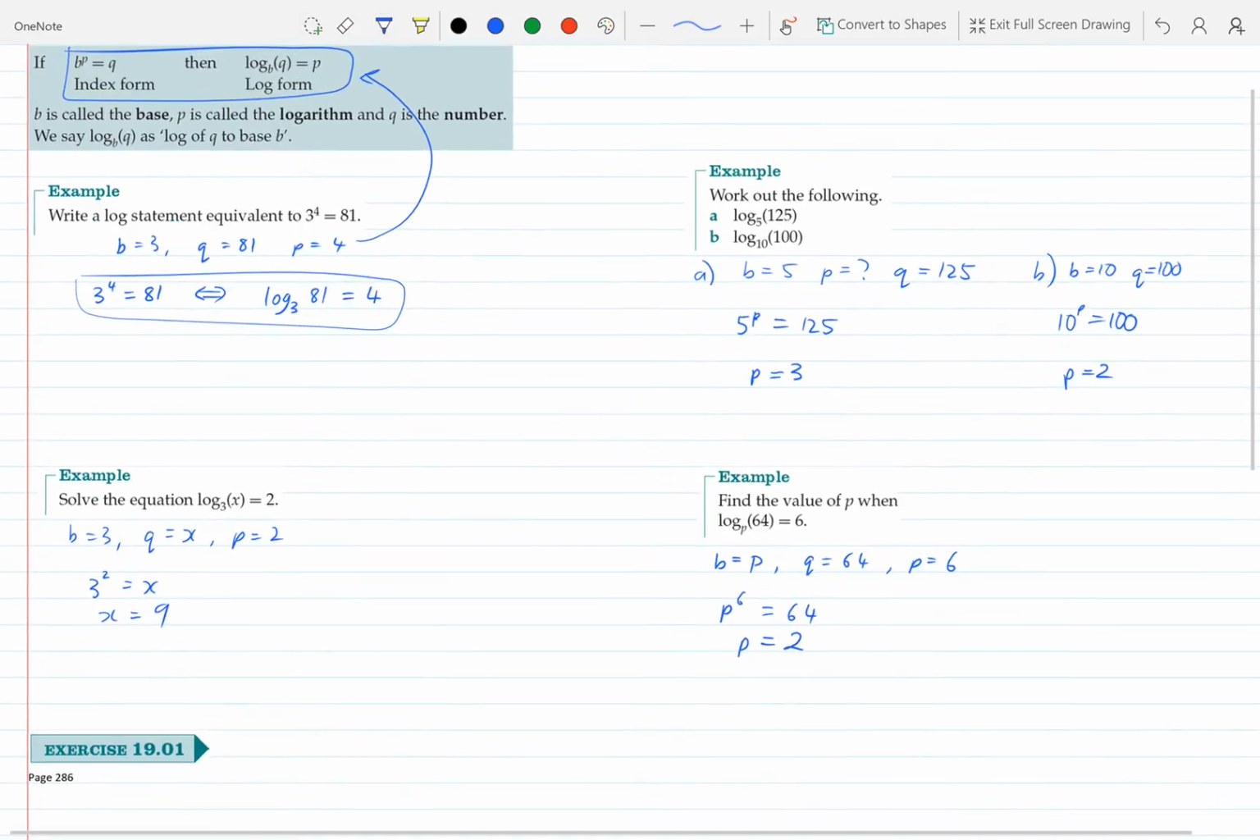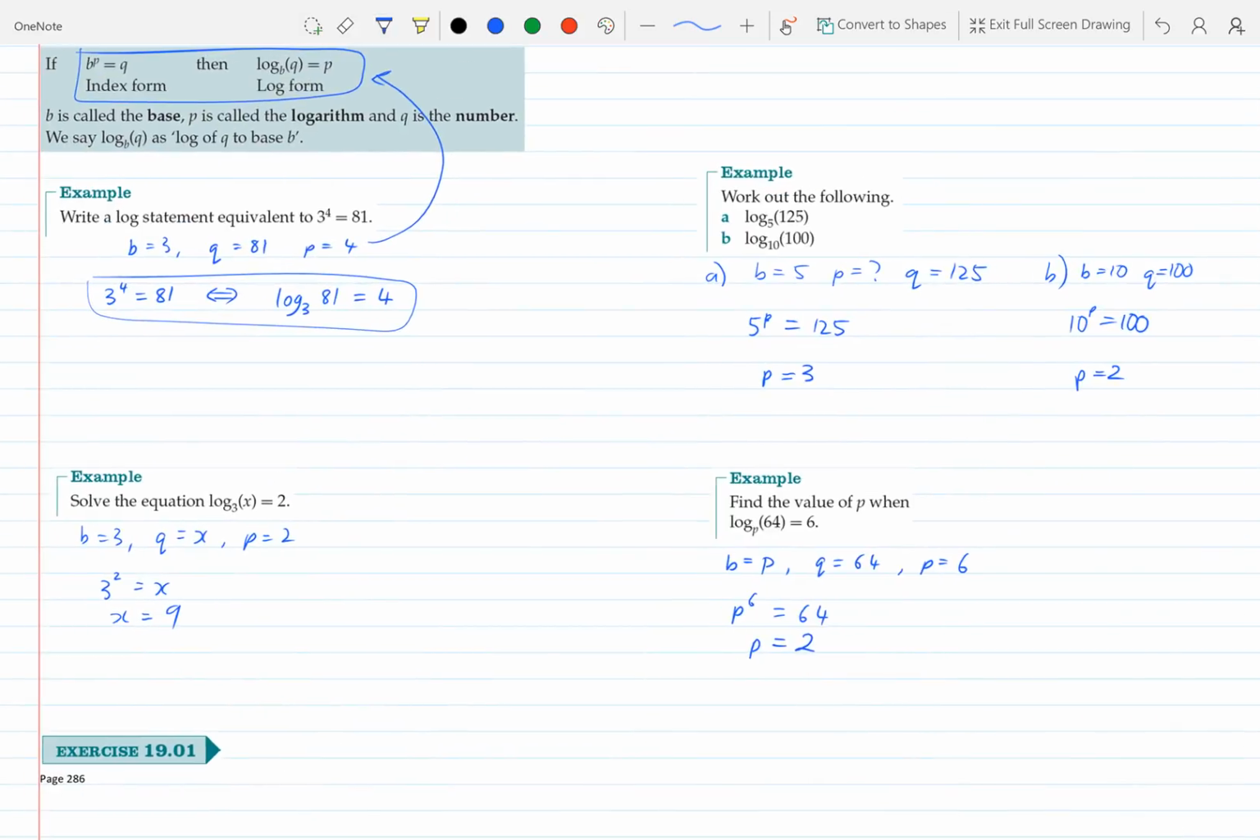So basically, when we're starting out with logarithms, it's all about being able to interchange between these different forms of writing equations, and if you can get used to that, you should be fine.